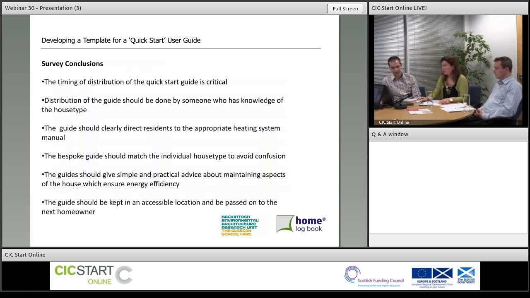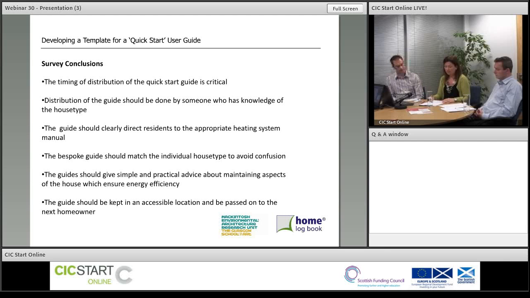So that was the outline of the questionnaire. What did we really conclude from that? I think the main points were regarding the timing of the distribution of the Quick Start Guide, which was quite critical. The distribution of the guide should be done by someone with knowledge of the house type. It shouldn't be done anonymously in the post. It should definitely be somebody who's got time to explain it, or who has knowledge of the exact house type they are moving into, so that these can be matched up with the appropriate bespoke guide.